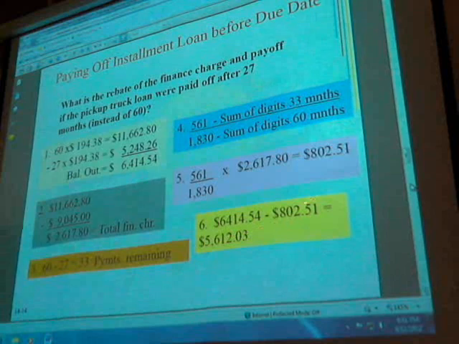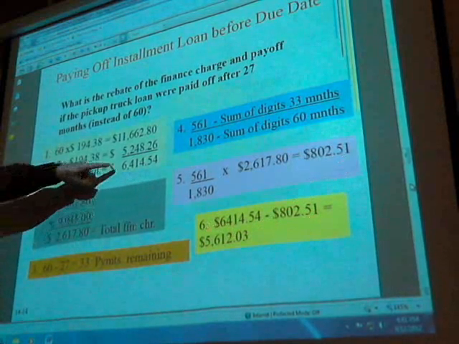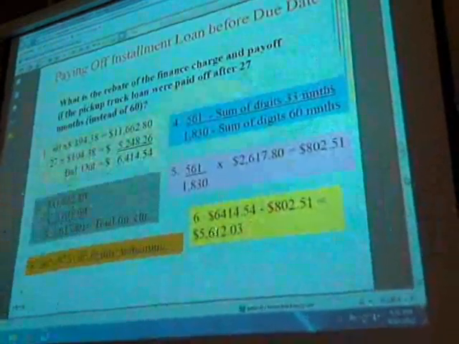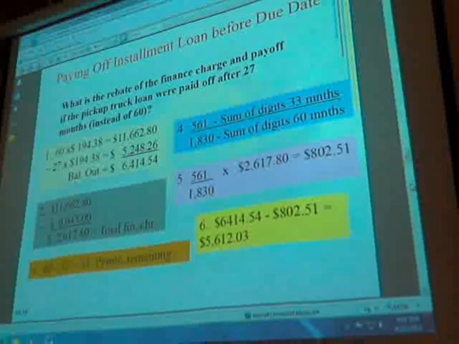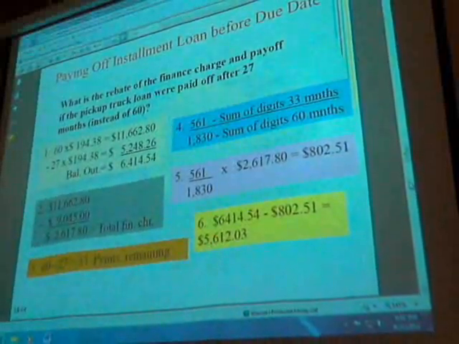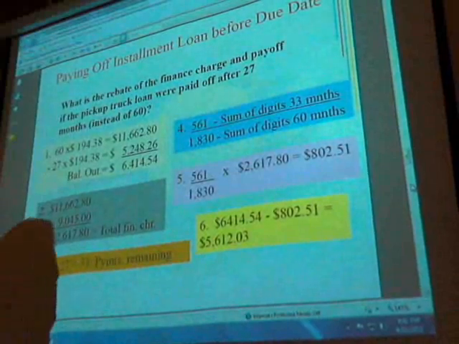Now, be careful, though. You're subtracting the rebate from the balance outstanding. So step number 6, balance outstanding minus rebate equals payoff. Balance outstanding minus rebate equals payoff.